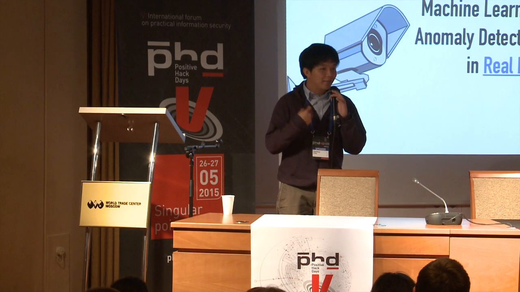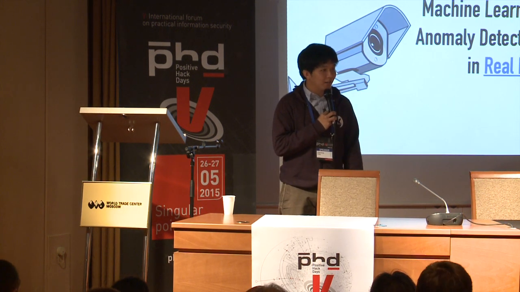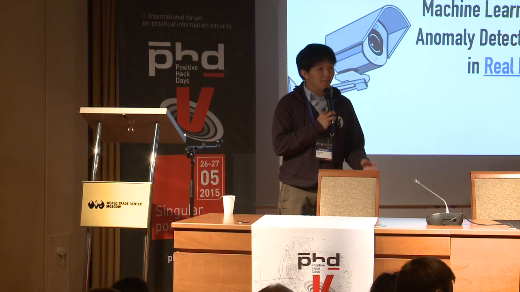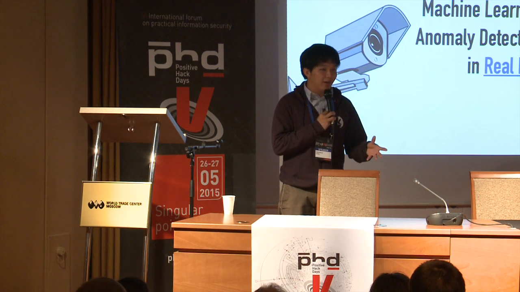I'm Clarence, and I'm from San Francisco. I work in Silicon Valley in a startup called Shape Security, and I'm here to talk about machine learning anomaly detectors and how to make and break them in real life.